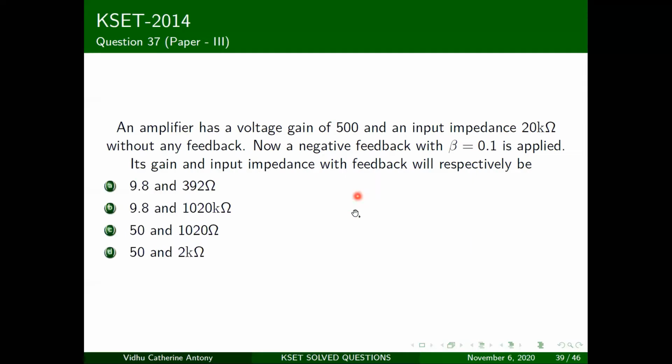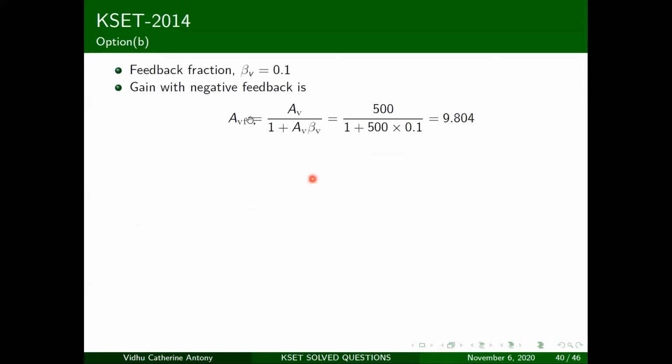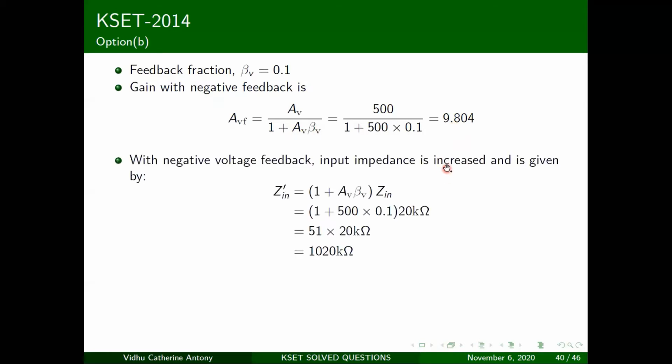This is pretty simple. This must be something that you've done in your BSc, and must have forgotten, but let's just review the formula anyway. This is the gain with feedback, this is the gain without feedback, and this is the feedback fraction beta, which is already given in the question. So you have AV divided by 1 plus AV into beta. You substitute that, and you end up getting the gain with feedback. Next, what they've asked you for is the input impedance.